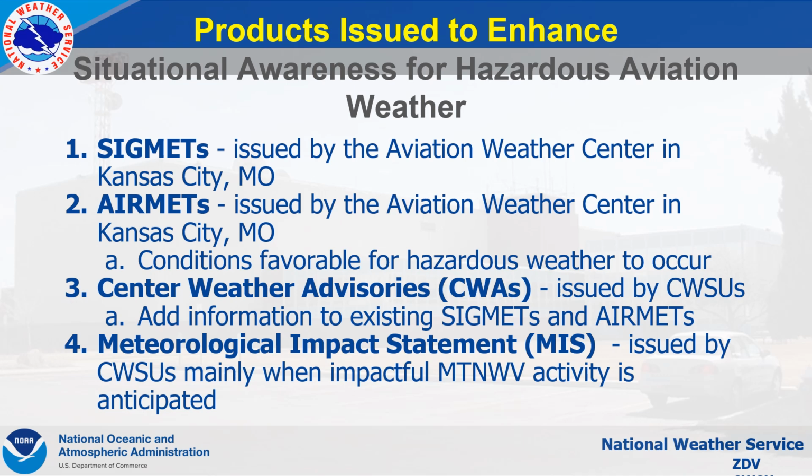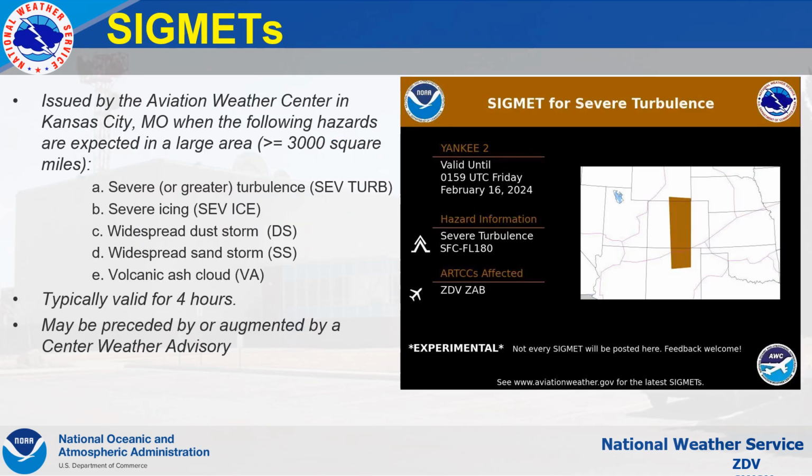Now, SIGMETs are, of course, the most significant advisory issued by the Aviation Weather Center. They are only issued when significant meteorological conditions are occurring or expected to occur shortly. Examples for SIGMETs would be severe or greater turbulence, severe icing, widespread dust storms, widespread sandstorms, or volcanic ash clouds. They are typically valid for 4 hours and may be preceded by or augmented by center weather advisories.